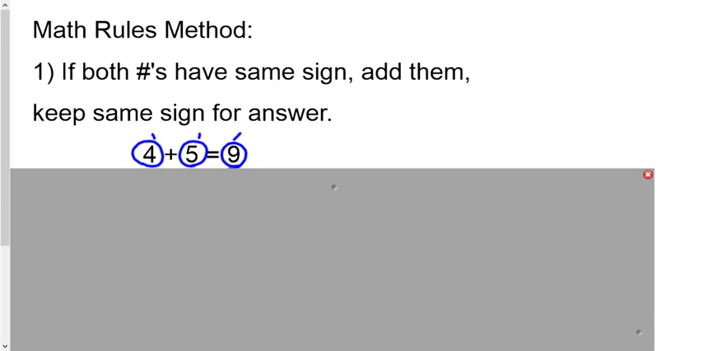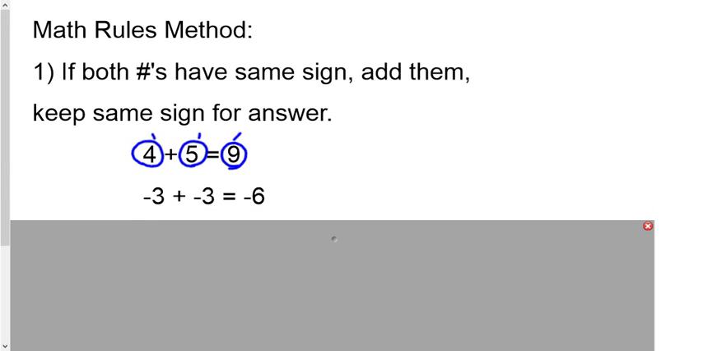And it makes it kind of nice when you come down and you see a problem like this. Negative 3 plus negative 3 is negative 6. So what it's telling you to do is that since the two numbers in the problem had the same sign, add them together. What's 3 plus 3? 3 plus 3 is 6.